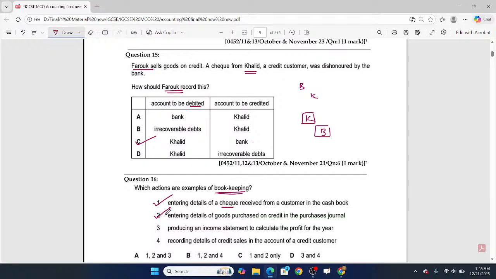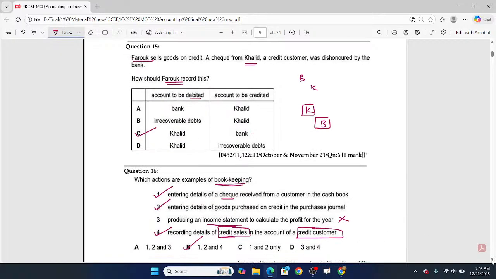And producing an income statement to calculate the profit for the year, it's an accountant job. Recording details of credit sales in the account of credit customer. Of course, it's a ledger posting. Also be done by the bookkeeper. So 1, 2, 4. B is the correct answer. Is that clear?